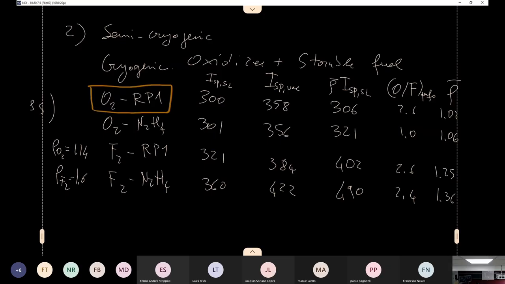It's not been widely used in Europe, and this is also related to the fact that we have not much kerosene available. So it's also for this reason that it has not been the most used propellant combination in Europe.